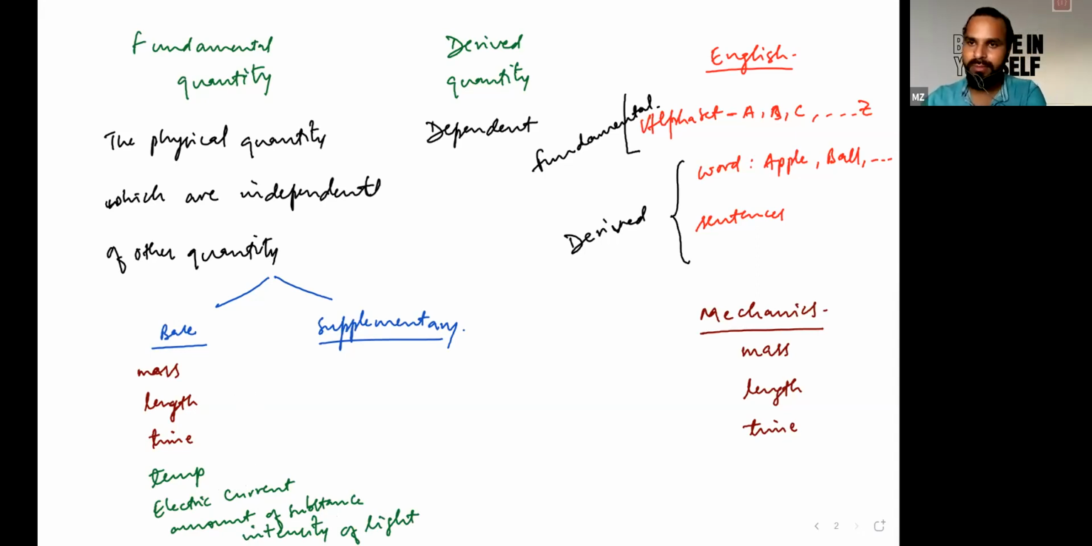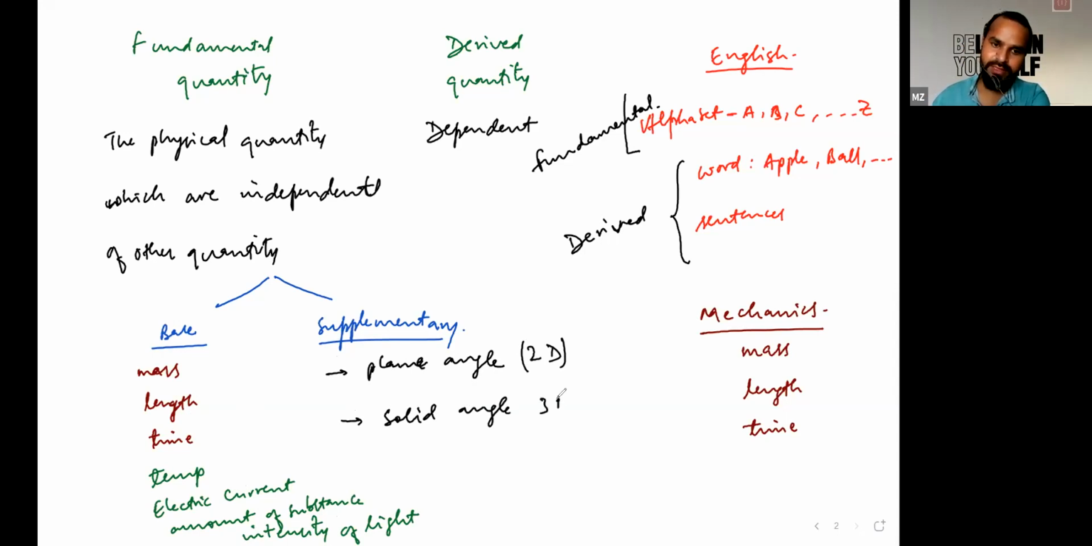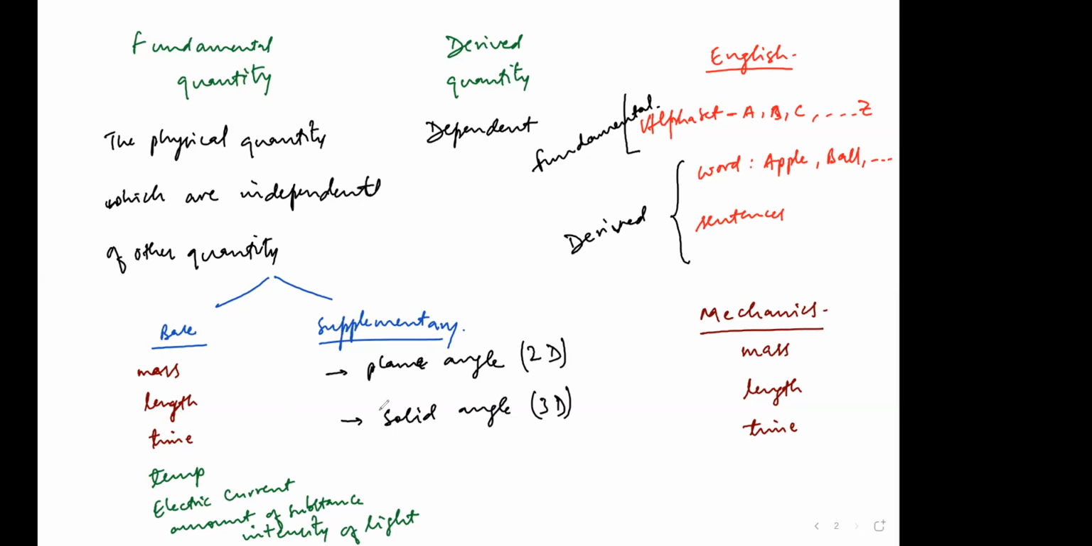There are 2 supplementary parts. First one is plane angle, or the angle which is formed on a 2-dimensional surface. And the second one is called solid angle, which is formed in a 3-dimensional region. It is called solid angle. So we have mainly these 7 base quantities and 2 supplementary quantities. Is it clear? Yes, sir.